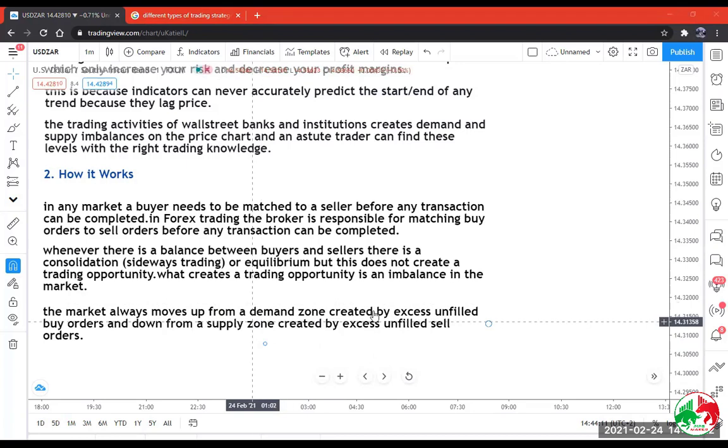The market always moves up from a demand zone created by excess buy orders and down from a supply zone created by excess sell orders.